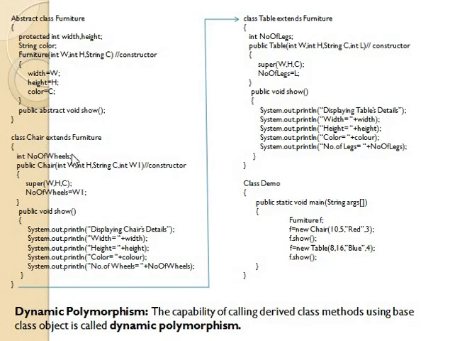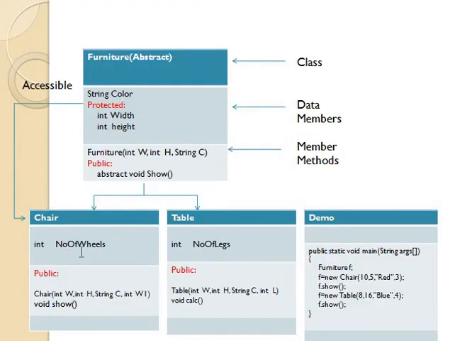This class chair has got one data member, that is number of wheels of type int, and since no access specifier has been set for this data member, by default the access specifier will be friendly. And here is the data member set for this class chair, and no access specifier has been set for it, so by default it will be friendly.